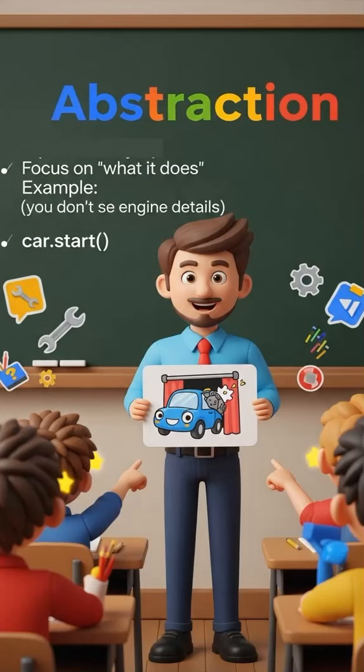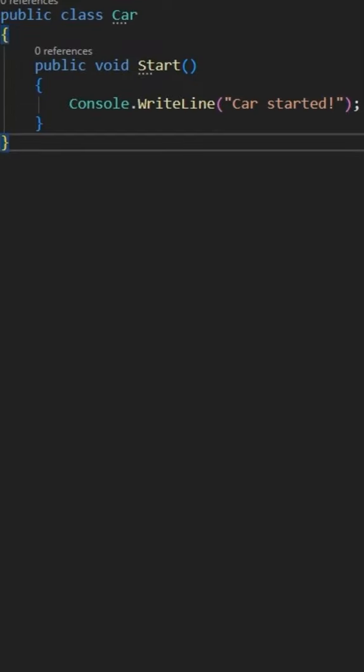Next, abstraction. Abstraction is all about simplicity, showing what is important and hiding what is not. Let's say we have a car. When you call the car.start method, you don't need to know how the engine ignites or how fuel reaches the cylinders. You just press start and it works. That is abstraction, focusing on what something does, not how it does it.